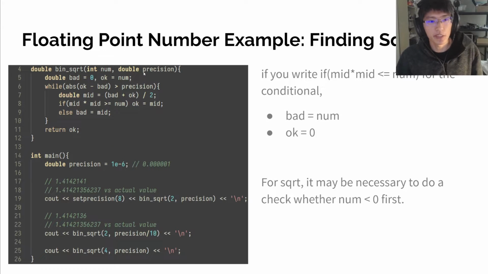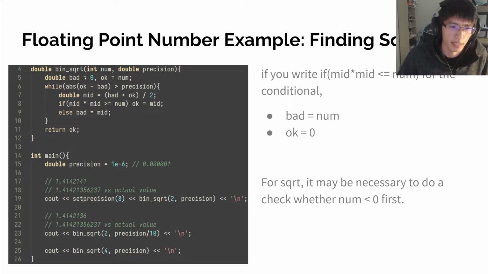And you can even use binary search on floating point values. So let's say you're trying to find the square root of a number, like the square root of 2. You can actually do binary search on the square root of a number and get really, really good precision. So let's say you're trying to find 10 to the -6 precision.